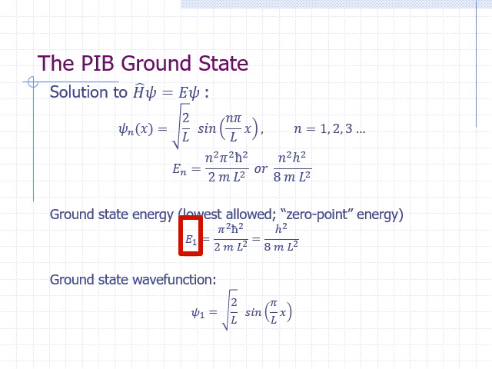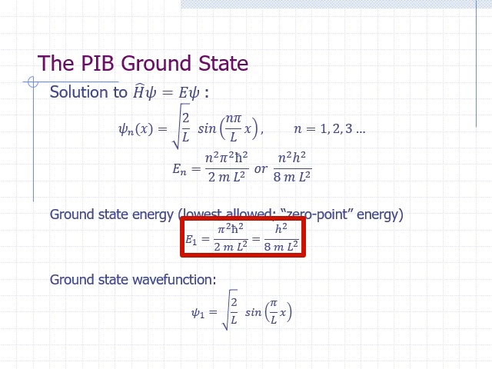Substituting 1 for n in the formula for E sub n, we get E sub 1 equals pi squared h bar squared over 2mL squared, or h squared over 8mL squared. The ground state energy is also known as the 0-point energy. Is the ground state energy of a PIB equal to 0? Obviously not, so don't take the phrase 0 point literally.